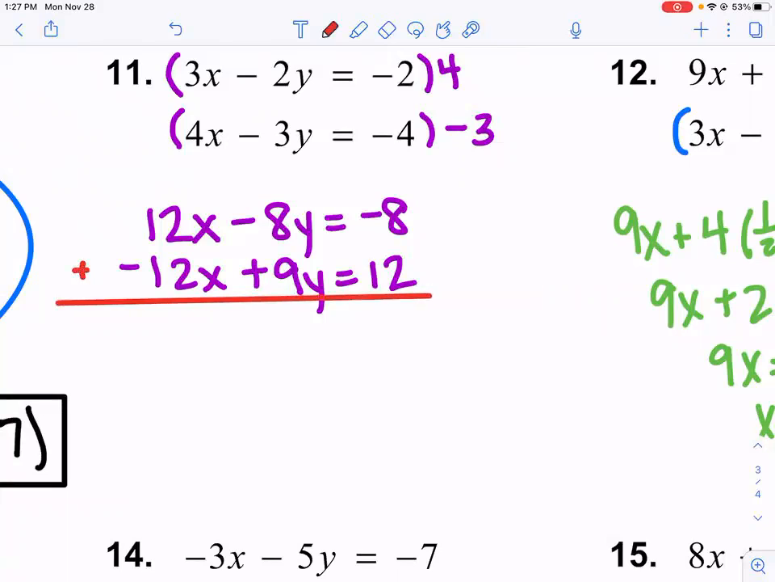The whole point in choosing 4 and -3 is so that we could get our x's to be opposites. Now, some of you may have chosen 3 and -2 to make your y's opposite, but we decided to go with our x's. And when we do this, oh, this is so exciting. What's -8y plus 9y? And what does it equal? We got y equals 4.